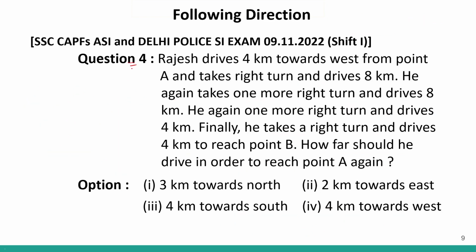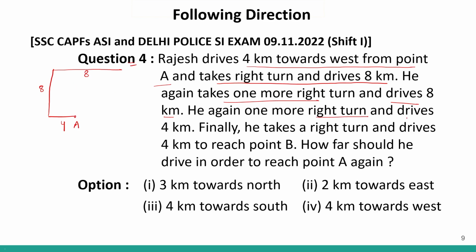Now, question number 4. Rajesh drives 4 kilometers towards west from a point A. So let's say this is point A and we are driving 4 kilometers west. So this direction. And then he takes a right turn and drives 8 kilometers. So right turn and 8 kilometers. He again takes one more right and drives 8 kilometers. So one more right will be this direction and driving for 8 kilometers.